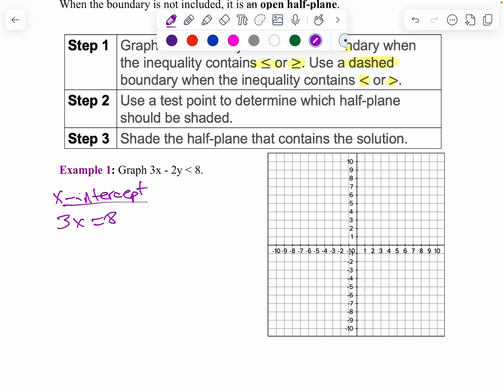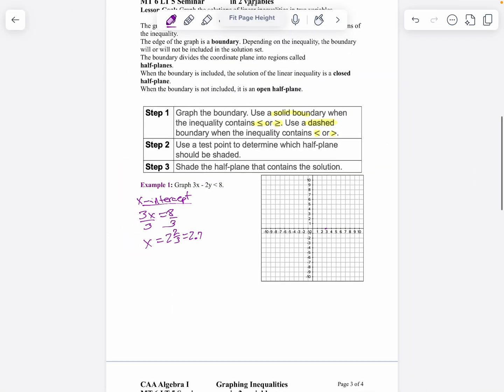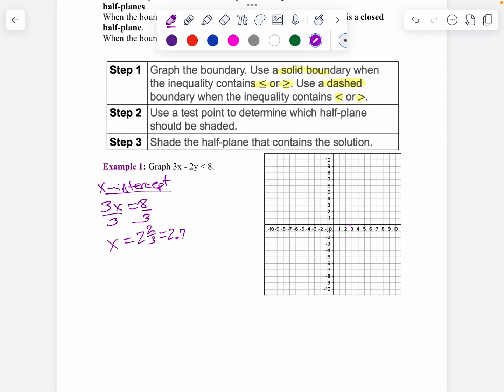I know it's an inequality, it could be less than 8, but I'm just going to do equal 8 because we're just doing the line for now. So I divide both sides by 3. X would be 2 2/3, isn't it? Or about 2.7. It really doesn't matter where. I'm going to estimate 2.7 on my line right there. Okay, and I'm going to make that a little bit farther to the right because that looks more like 2.5. So there's about 2.7.